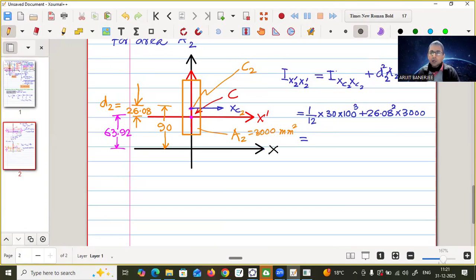All of you, please do these calculations yourself. Please do not wait for others to calculate, because this is the practice session also. So have the habit of using calculator quickly. So 4.5 into 10 to the power 7. 4.54 into 10 to the power 7 millimeter square.